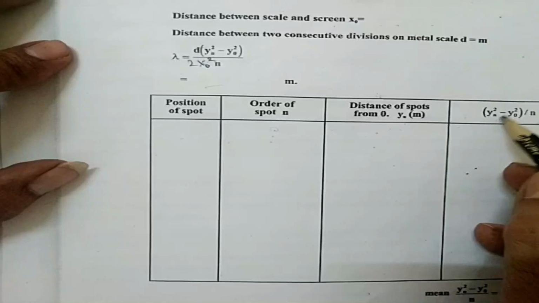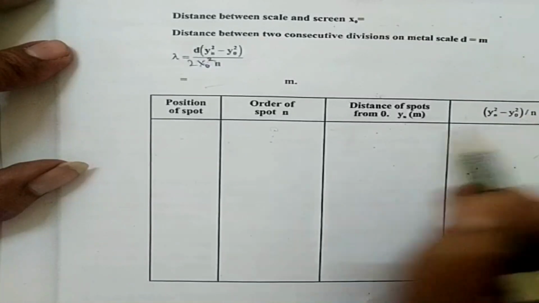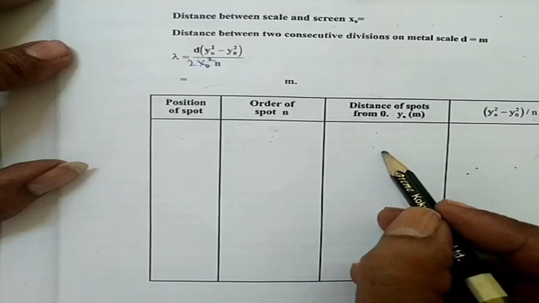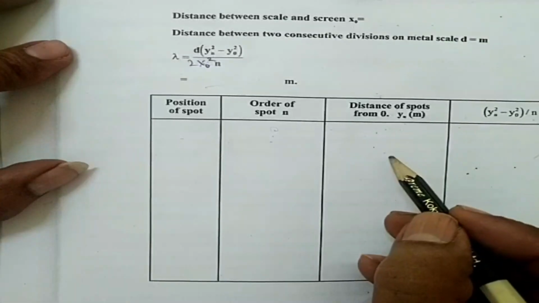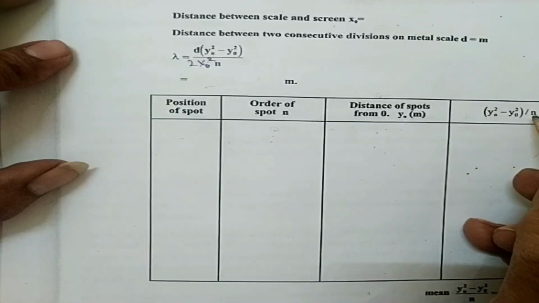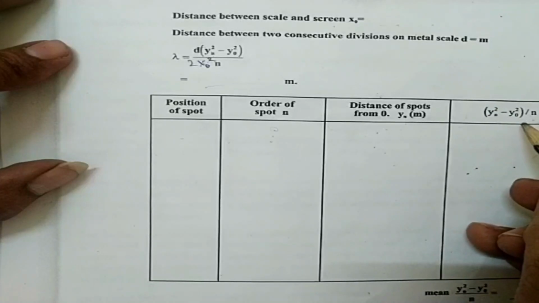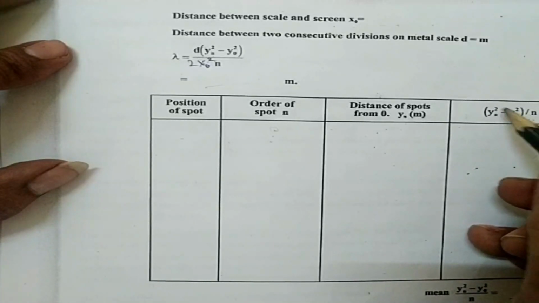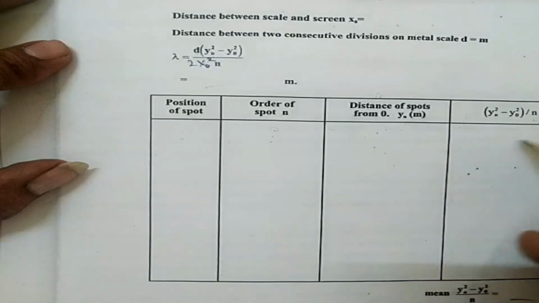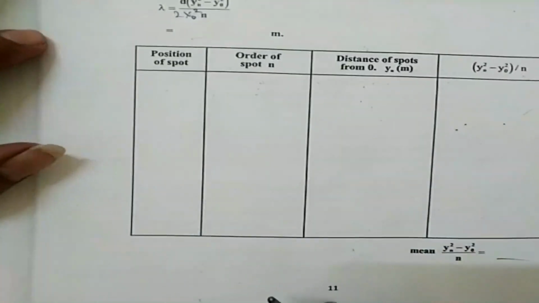Then the difference yn square minus y0 square, which in each case you have to calculate, divided by n. For example, y1 is here, y0 is here, so y1 square minus y0 square divided by n. What is n? n is the first order. So you do the calculation of yn square minus y0 square by n like that. Once you calculate for all the spots, take the mean value of that.